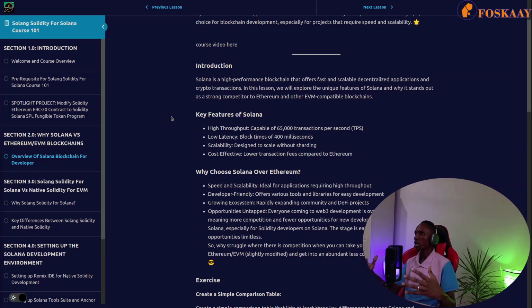But with this kind of capacity, it means if more is done, it could even get much higher than that, making it much more scalable.